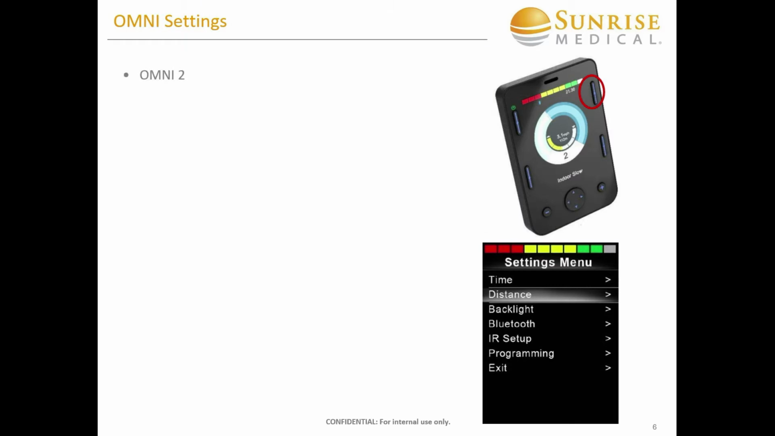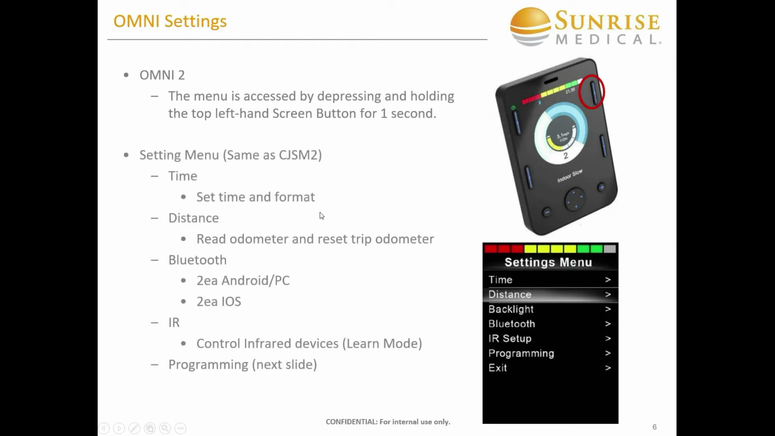So on the Omni 2, just so you know, in order to get into settings, you use this upper right key, not the upper left. So it is the opposite side. The menu is accessed again by holding that soft key for more than 1 second. Again, the same options are available on the Omni 2 as you have for the CJSM2, including all of the time and format and the Bluetooth and IR and such.